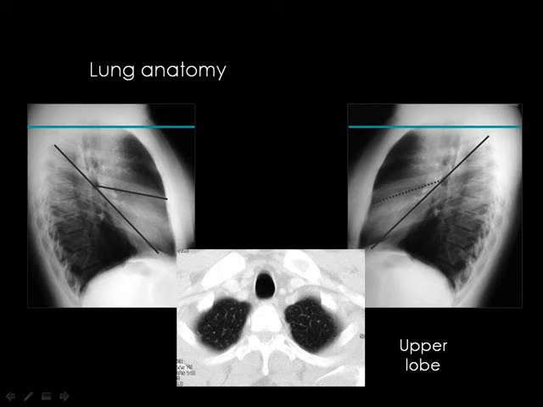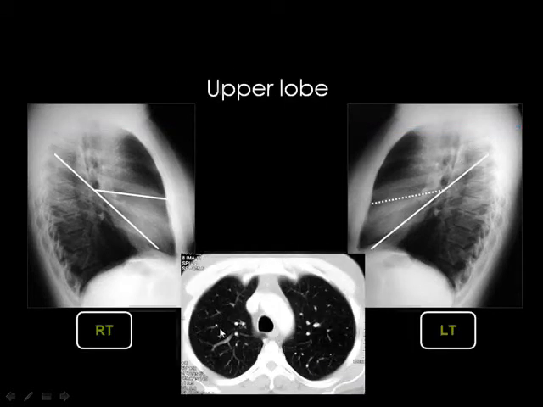Then whenever you see the trachea, you are cutting in the upper lobe. And this is the trachea, then you are cutting in the upper lobe. This is the left one, and this is the right one. Then here you can see the trachea, then this is the left upper lobe, and this is the right upper.